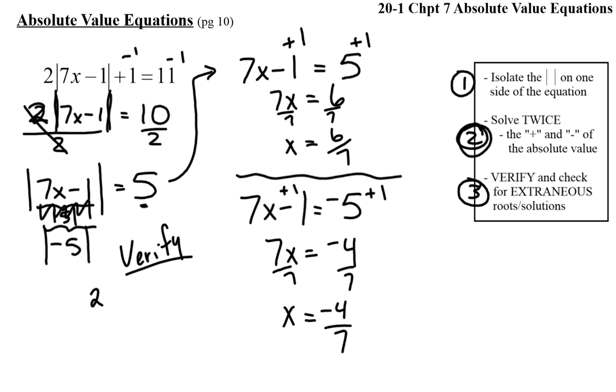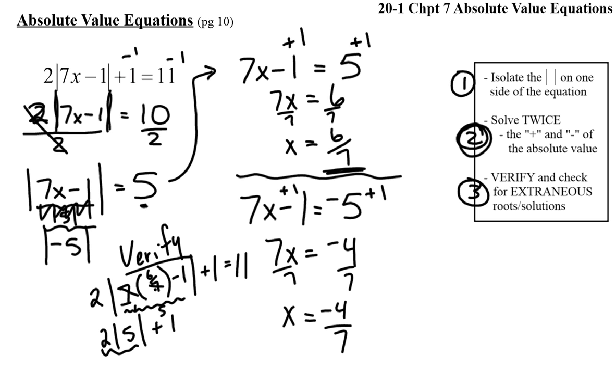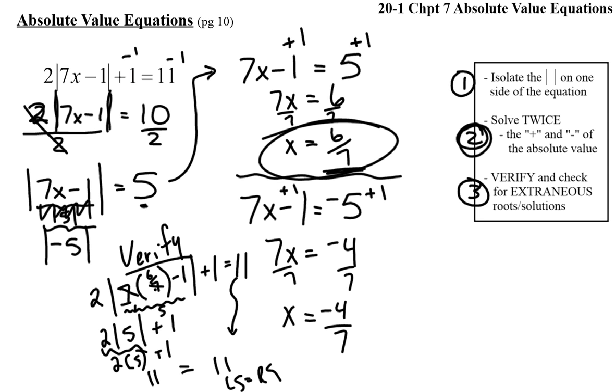Our original question was 2 absolute 7 times x, which we now think could be 6/7, minus 1 plus 1 equal 11. Do what's in the brackets first. 7 times 6/7, 7 over 1 is a 6. 6 minus 1 is a 5. So we have 2 absolute 5 plus 1, 10, because it's 2 times 5 now, plus 1, 11 equals 11. Left side equals right side, so x could be 6/7.